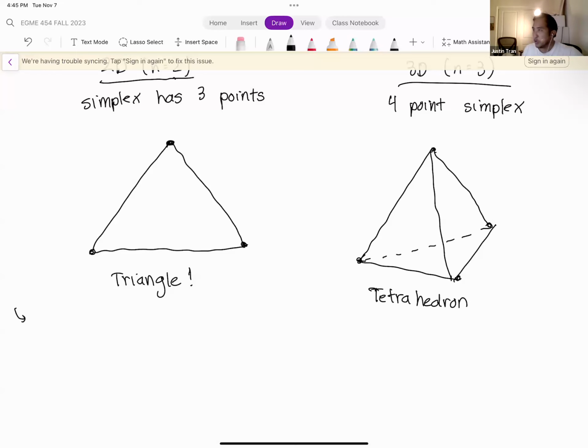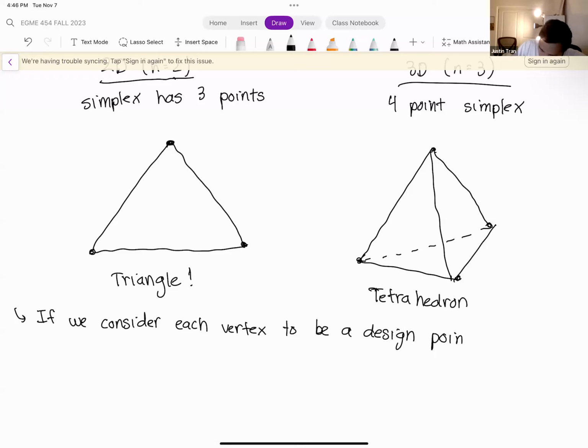And so if we consider the vertices of the simplex as distinct design points in our design space, then what we can also state is that each point represents a particular design or set of design variables. And then each point in the simplex is also going to have a corresponding value of the objective function.